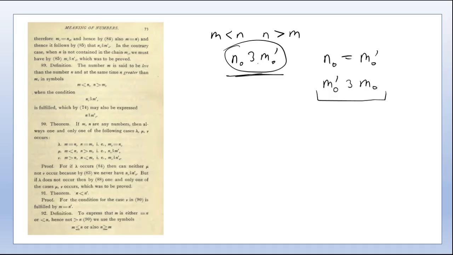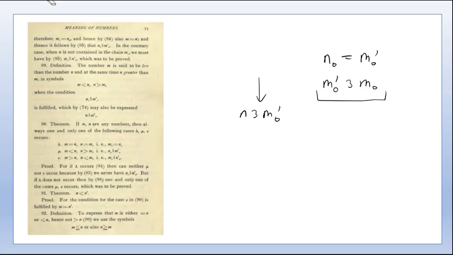It's fulfilled, which by 74 may also be expressed that n is an element of the transform chain of m. So that's obviously quite an important definition. And then we've got Theorem 90, which gives three possible cases. If m and n are any numbers, then always one and only one of the following cases, lambda, mu, and nu, occurs. So lambda is that m equals n. In other words, their respective chains are also equal.